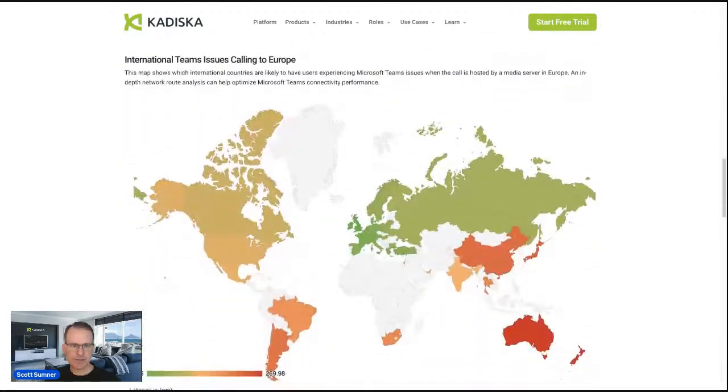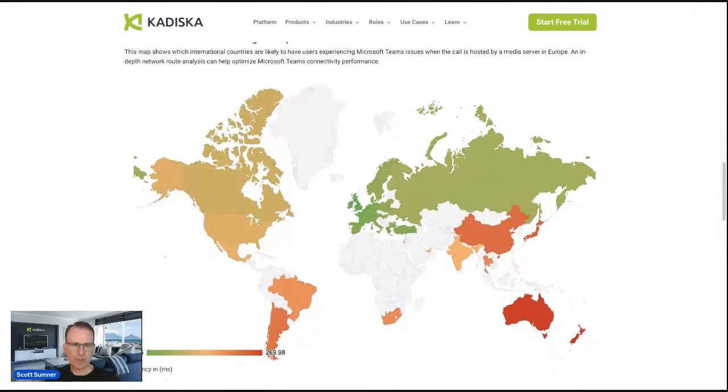This dashboard is also very interesting. It's about the call quality of people calling into Europe. So let's say the first person who joins the Teams call is from Europe, and so the whole call is then being hosted on a Microsoft Teams media server in Europe. And you can see what it looks like for people calling from around the world.